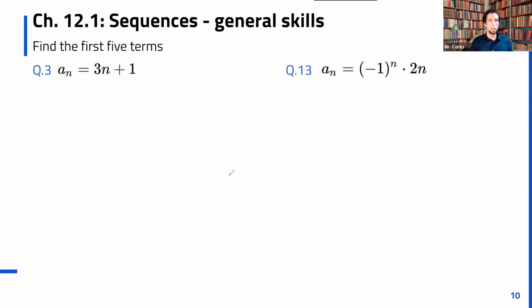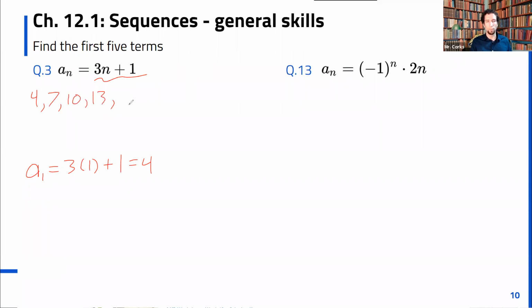All right, let's try these. The one on the left, can someone tell me what is our first term? 4. So to evaluate these, we just put in the numbers there. A1 is equal, using this, 3 times 1 plus 1. That's 4. So the first term is 4. Tell me the next 4 terms. 7, 10, 13, 16. So there we go.